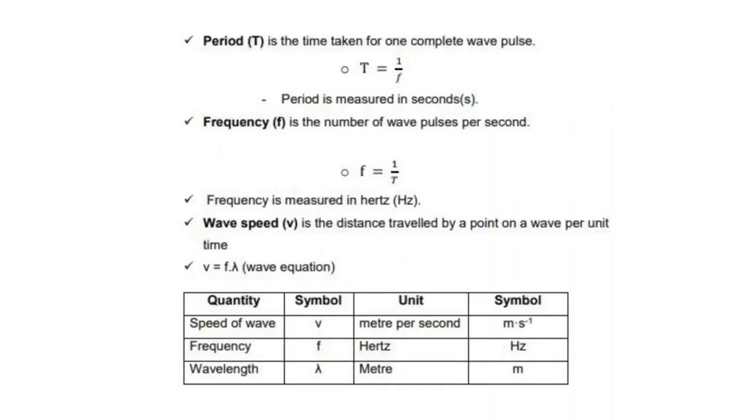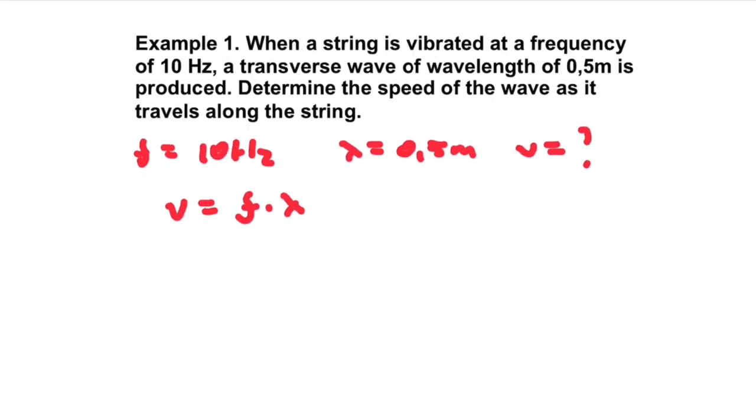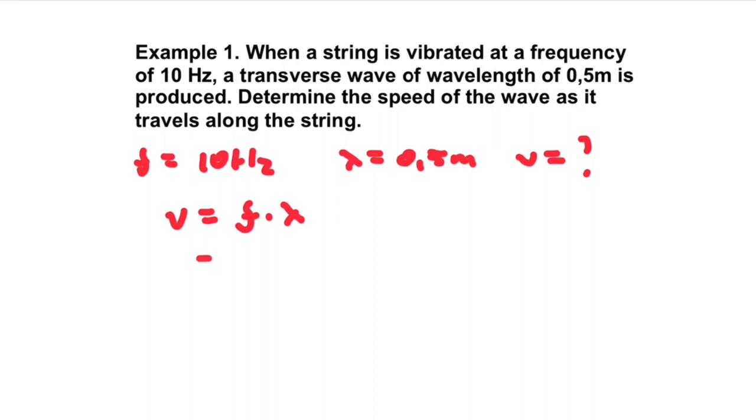We will use the speed of the wave is equal to the frequency multiplied by the wavelength. This is the approach we should always take in physics. We write down the given information and it guides us to the equation we need to use. Anyway, let's carry on. The frequency here is 10 Hz.